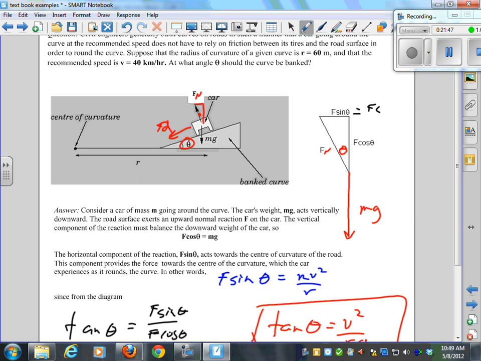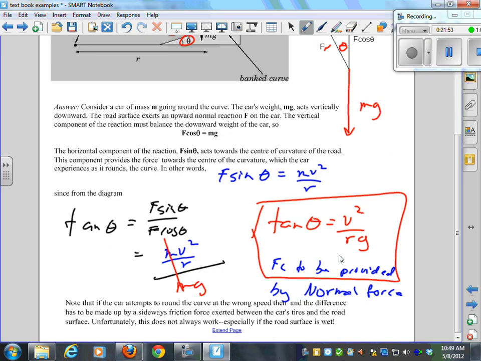Because of the angle, there's also that F_D down the plane, which helps out a little bit as well. That's not included here. So this is the F_C to be provided by the normal force. In other words, if you want to drive faster than that, there has to be some friction, which there generally is. Note that if the car attempts to round the curve at the wrong speed, then the difference has to be made up by a sideways friction force exerted by the car's tires and the road surface. Unfortunately, this doesn't always work, especially if the road surface is wet.